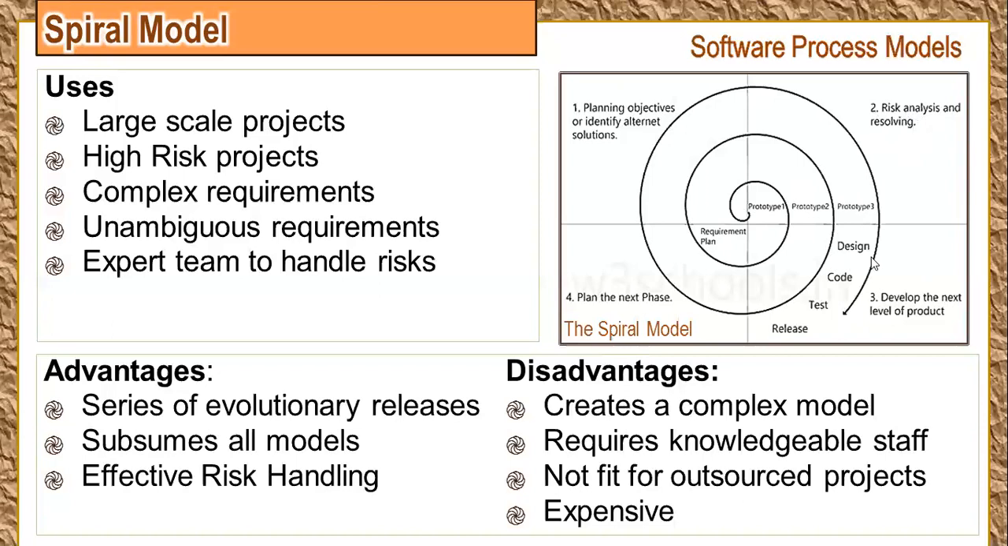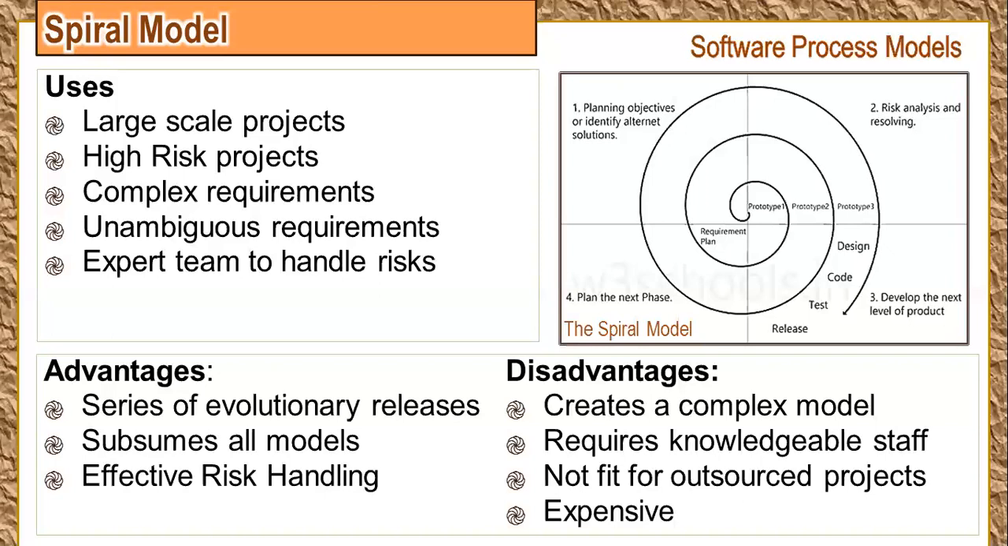You need to move on to the design phase, then code, then test, and then release. This is how it is going to actually work. Now let us see the phases of the spiral model. There are a total of 4 phases in the spiral model.